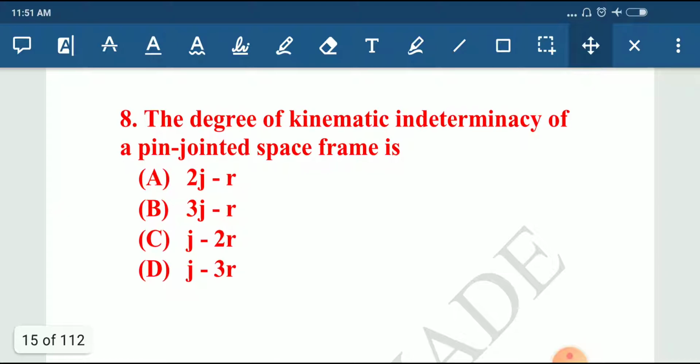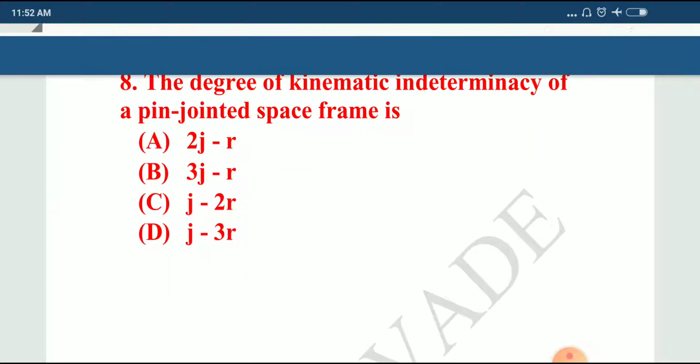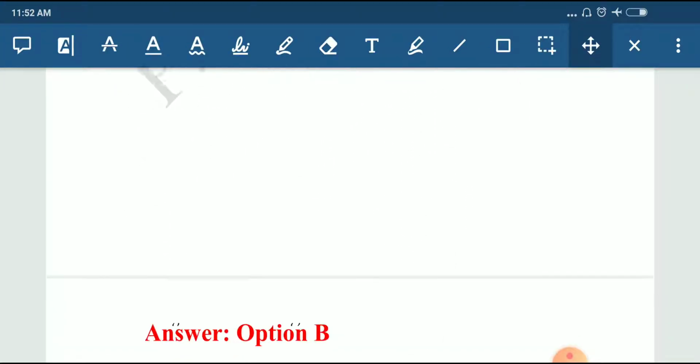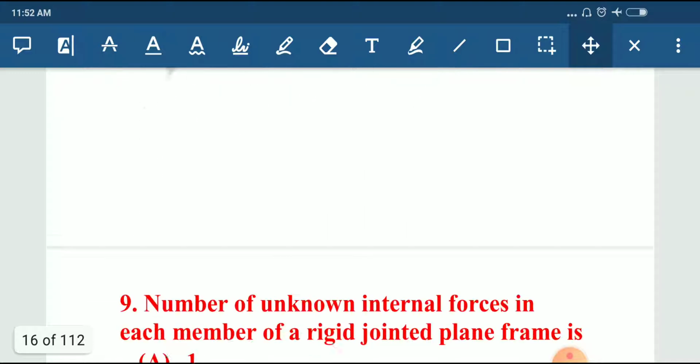Next, the degree of kinematic indeterminacy of a pin jointed space frame. For the previous case, it was the plane frame. For space frame, the answer will be 3j minus r. You should know this one. Directly using this formula, you can find out the kinematic indeterminacy. For plane, it is 2j minus r. For space, it will be 3j minus r. By using the formula, you can check the stability of the structure, whether it is stable or not.